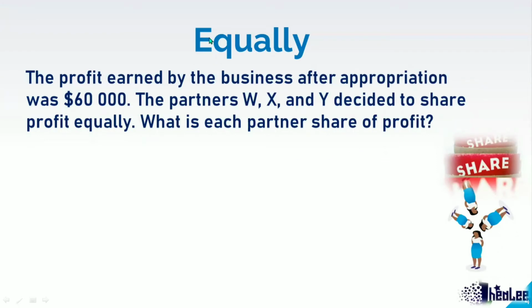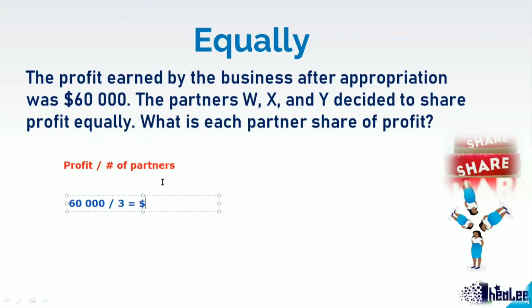And this is very simple when you're sharing equally. In sharing equally, it is the profit, and that is divided by the number of partners in the business. In this case, the profit is $60,000, and we're dividing that 60,000 by the number of partners, which is 3. We have 3 partners, W, X, and Y. And our result is $20,000.